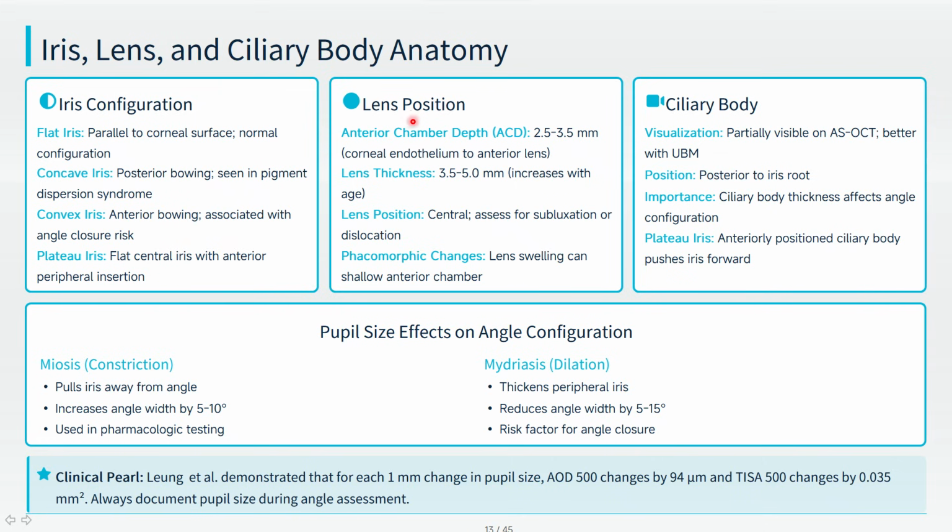Also, the details of the lens position as far as the vault, the swelling, the depth, and the width of the anterior chamber, and every detail about the lens. This is important in the etiopathogenesis of phacomorphic glaucoma.